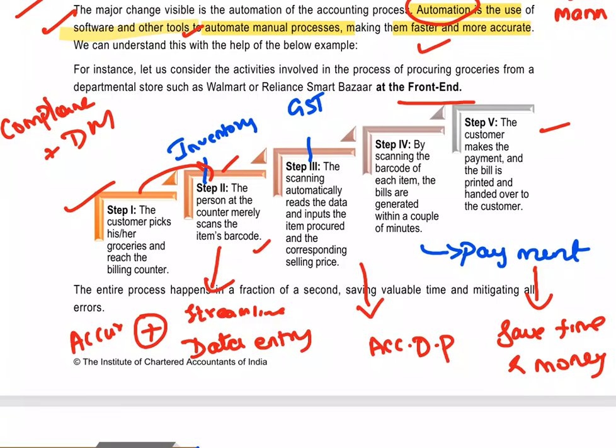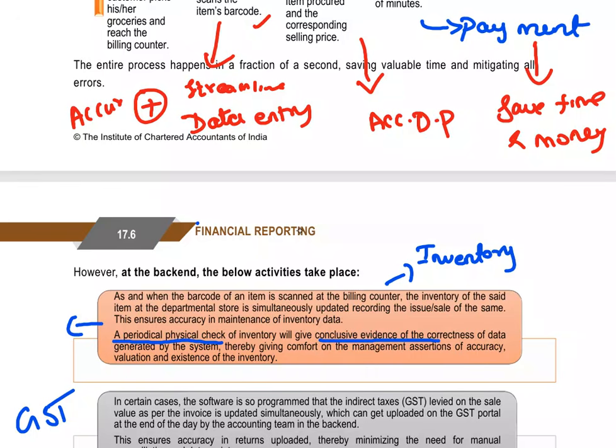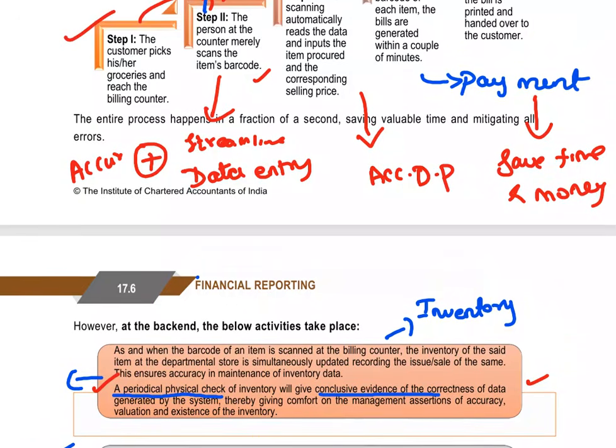So what is happening once the barcode is scanned? The first thing is that the inventory is being updated. This is at the back end. Whether this inventory is correct, we have to ensure by doing a periodical physical check. So these are the 2 points you can easily remember that will give you conclusive evidence. Doing the periodical physical check will give conclusive evidence about the correctness of the data.